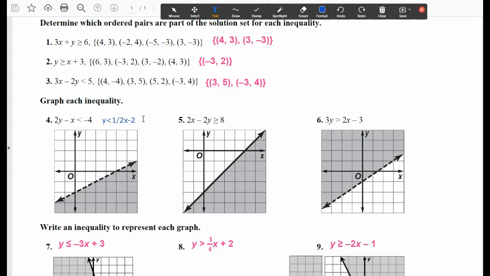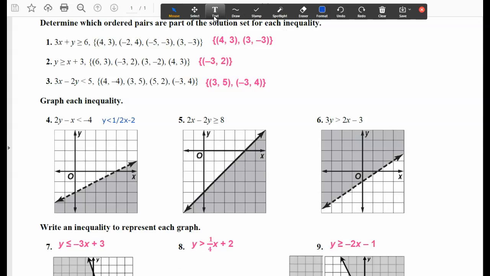So you can see that when I do that, that gives the -2 y-intercept, your slope of up 1 over 2, and our inequality is less than, so my line is dashed, and the y value is less than, therefore I shade below.